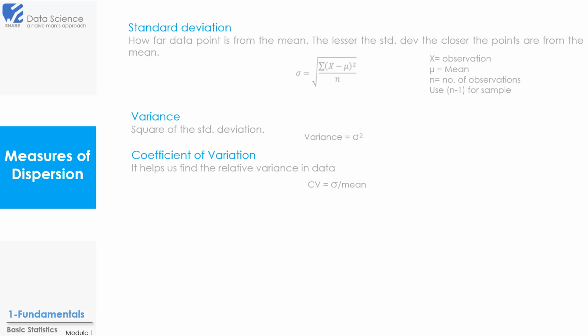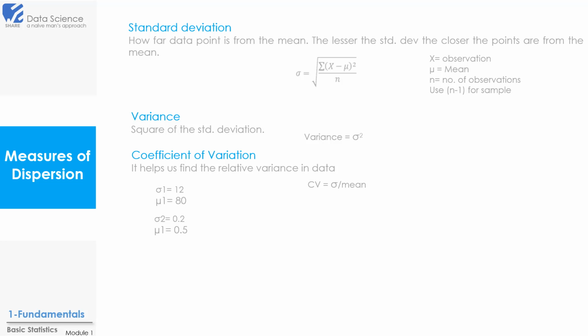Then we have coefficient of variance. It helps us find the relative variance in the data. It is given as standard deviation divided by mean. Let's look at one example to understand this. Suppose we have two datasets. Dataset 1 has standard deviation of 12 and mean of 80. Dataset 2 has standard deviation of 0.2 and mean of 0.5.